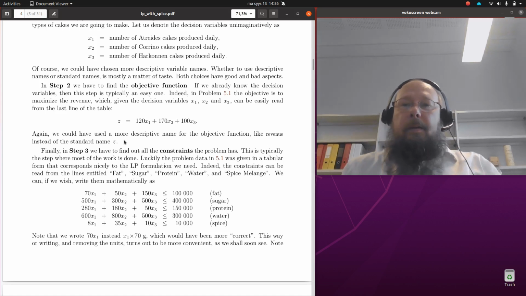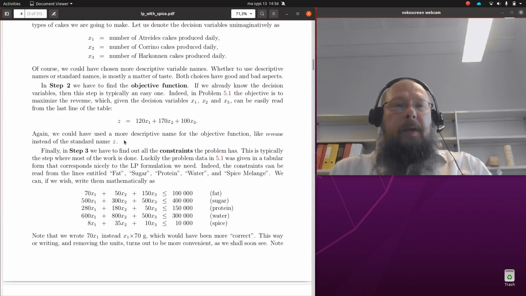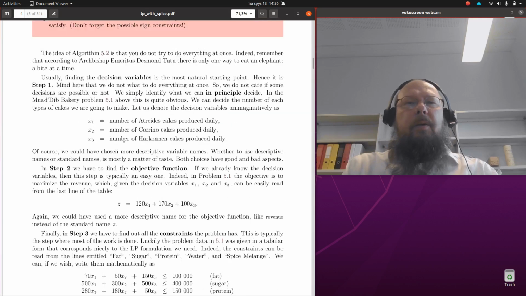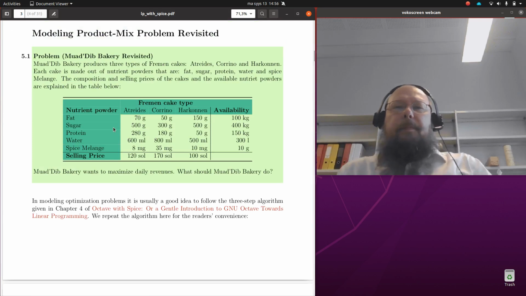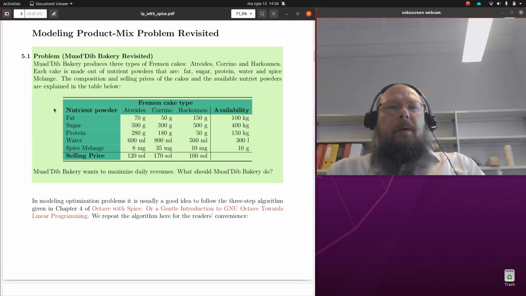Alright, so we are getting a lot of elephant. So finally the third step, where we really eat the scraps of the elephant, is the constraints we have in this problem. And what are the constraints? Maybe now it's actually good to come back to this problem and look at the table. All the data of this problem is in the table here.